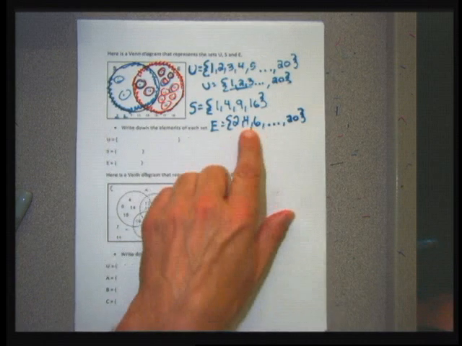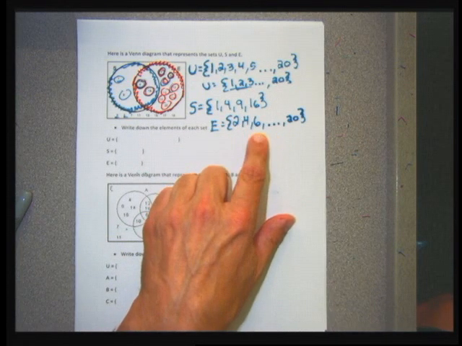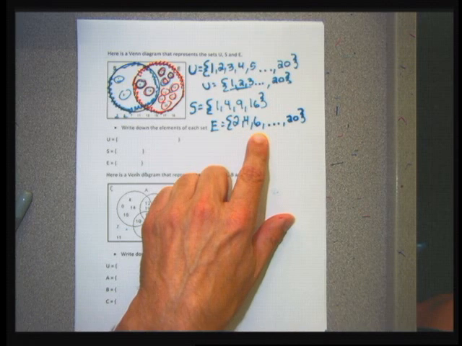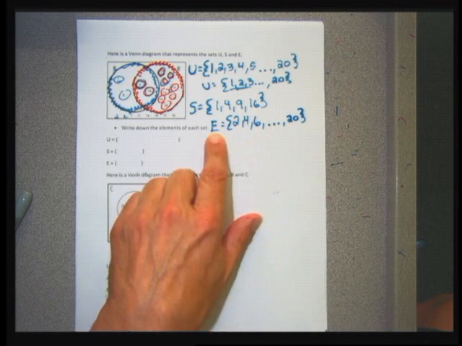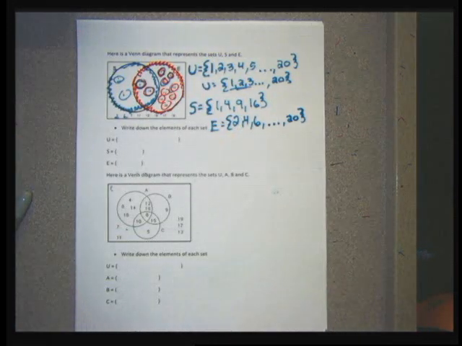But I could have listed 2, 4, 6, 8, 10, 12, 14, 16, 18, and 20. Or did something so that if somebody looked at my set, they understood that it represented those numbers. E for what it's worth means even, and these are all the even numbers in the universal set.